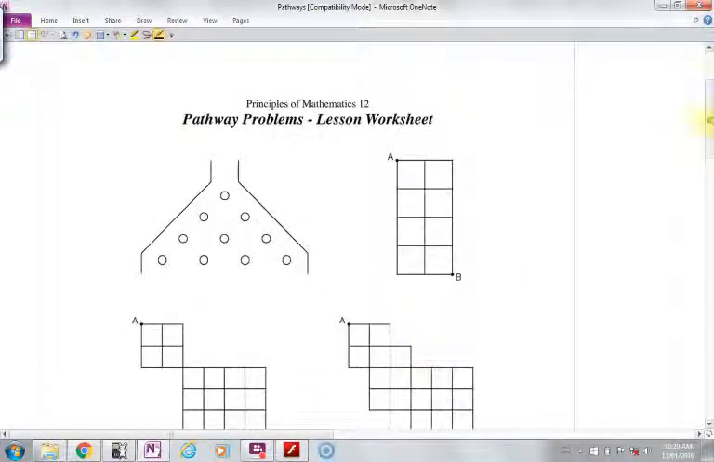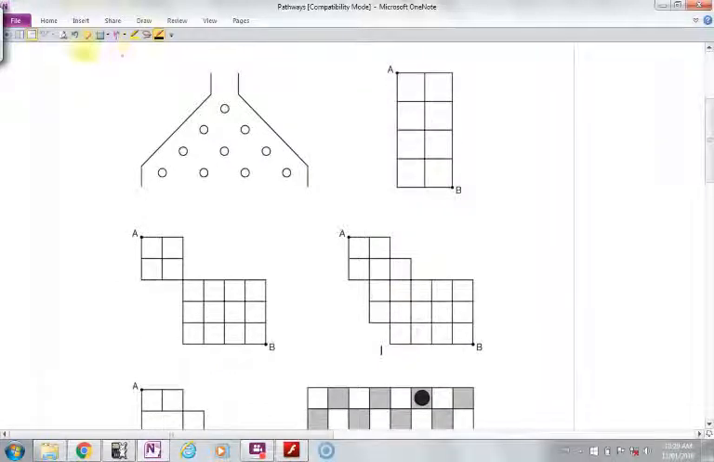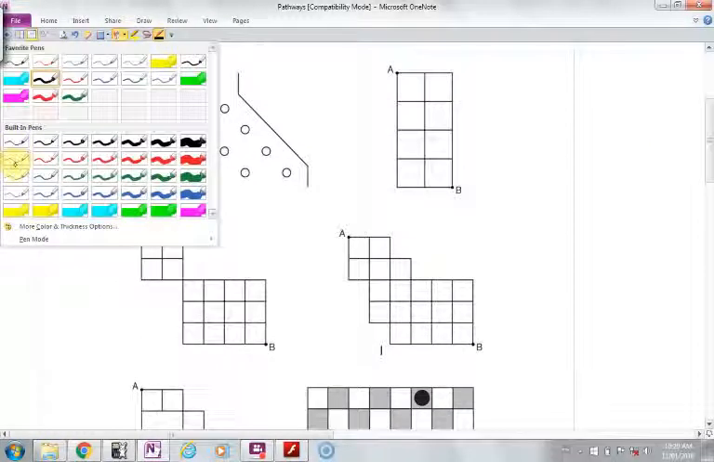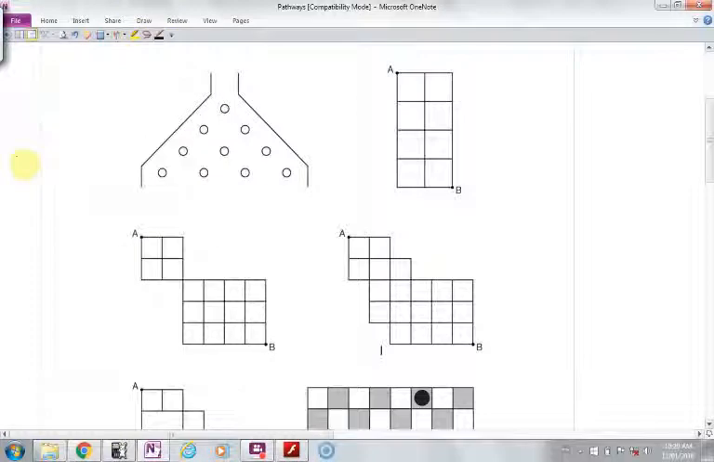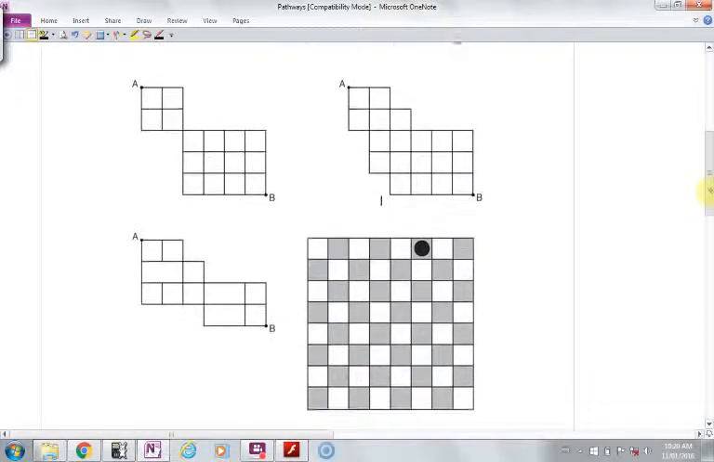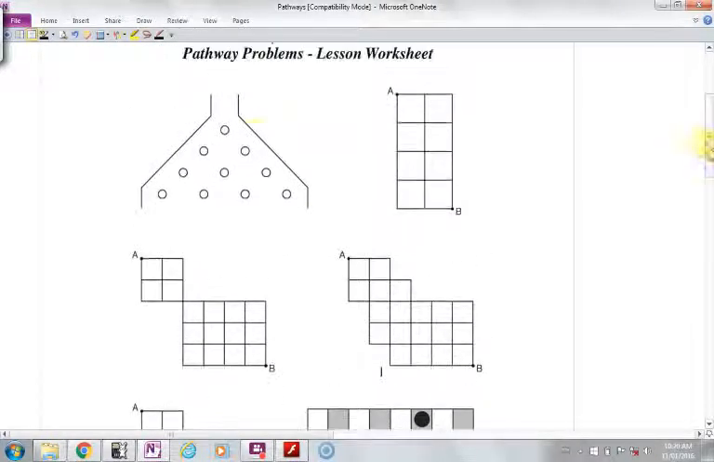I'll make this big, big, big. I'll make my pen narrow. Okay. Don't get too worried about the pinball problem or the checkers problem. I can explain it to you quickly. So the pinball, this is a pinball machine. Don't you recognize it? It looks like one, doesn't it? So these are the posts.